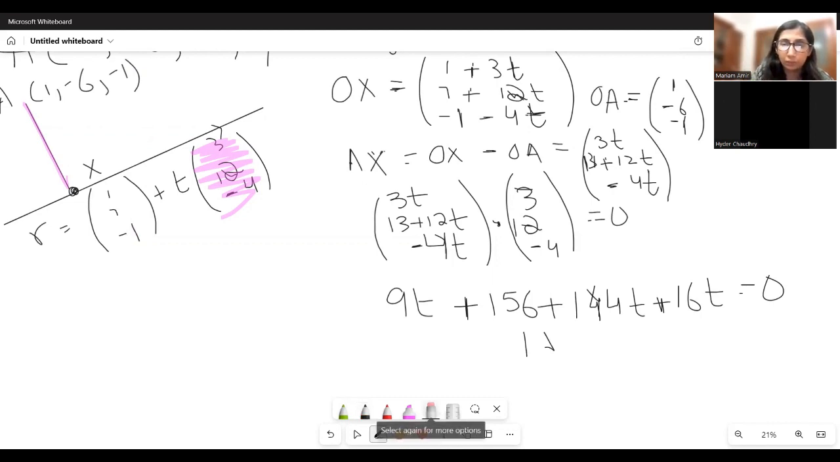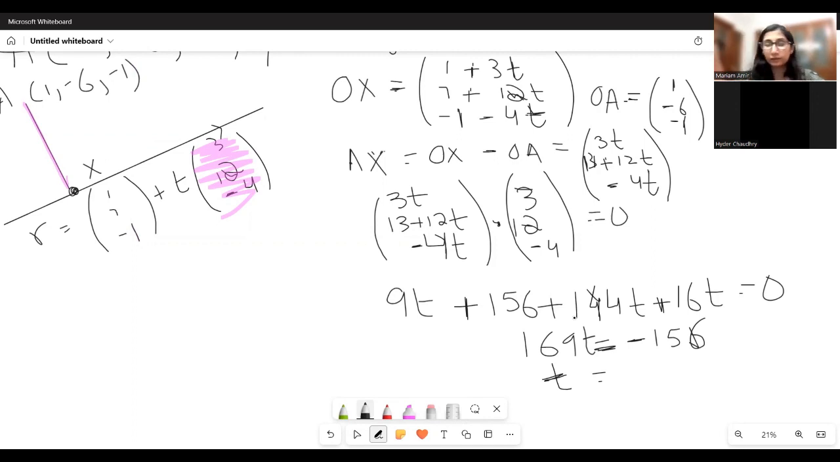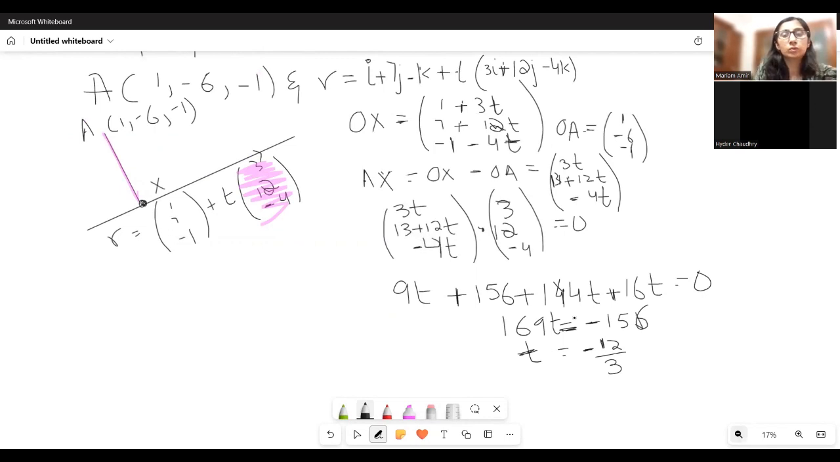So 169t equals minus 156, and t is, there's a t here as well. t is minus 156 divided by 169, minus 12 by 13. That is the correct answer. Okay. So now what we'll do is substitute the value of t in AX and then find its magnitude.